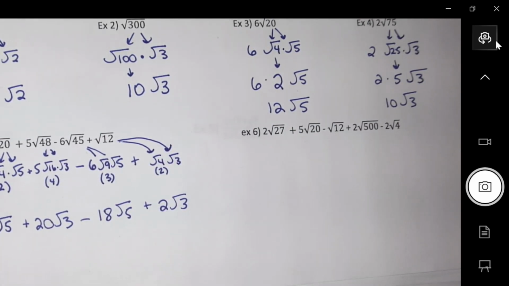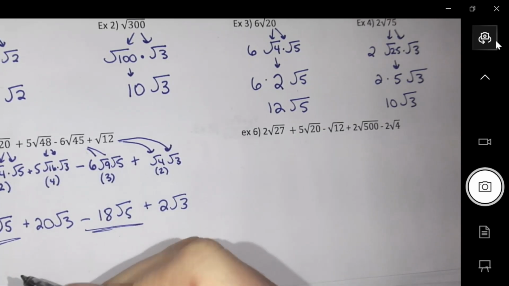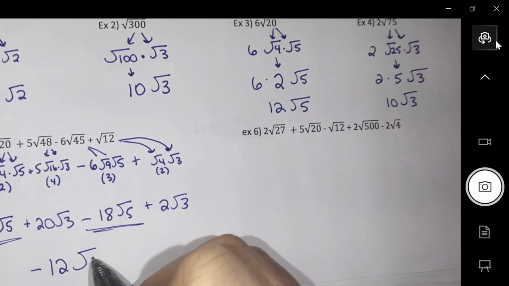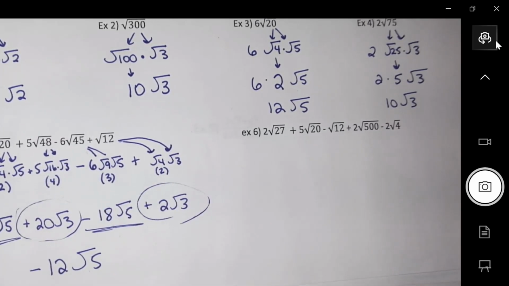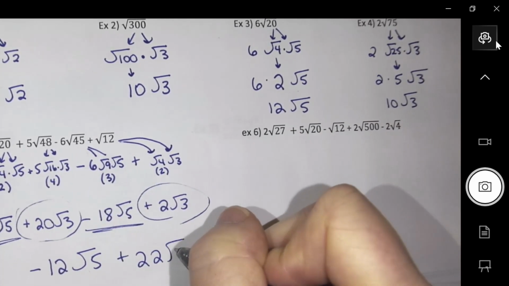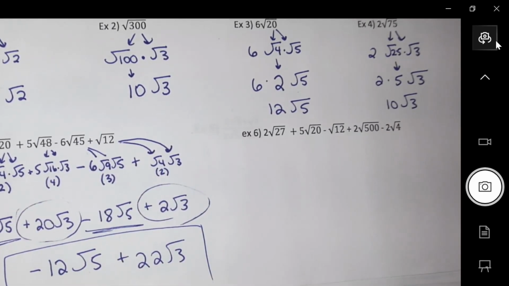So then do we add up all the whole numbers? Okay, now we get to the first day we did radical stuff. I can collect those together because they're similar. So if I have 6 root 5s and I take away 18 root 5s, I get negative 12 root 5. And then I have 20 root 3s plus 2 more root 3s. So I can put those together.